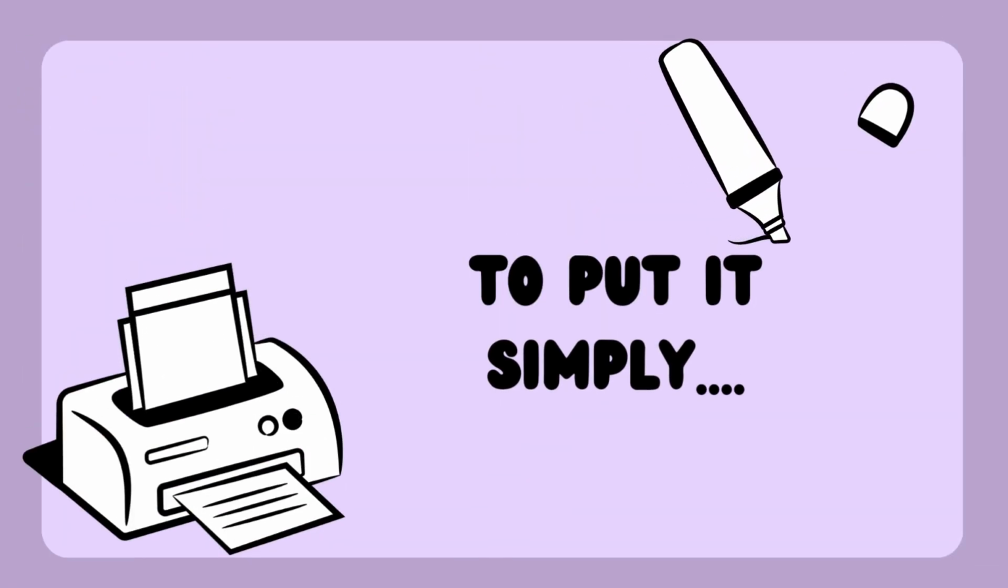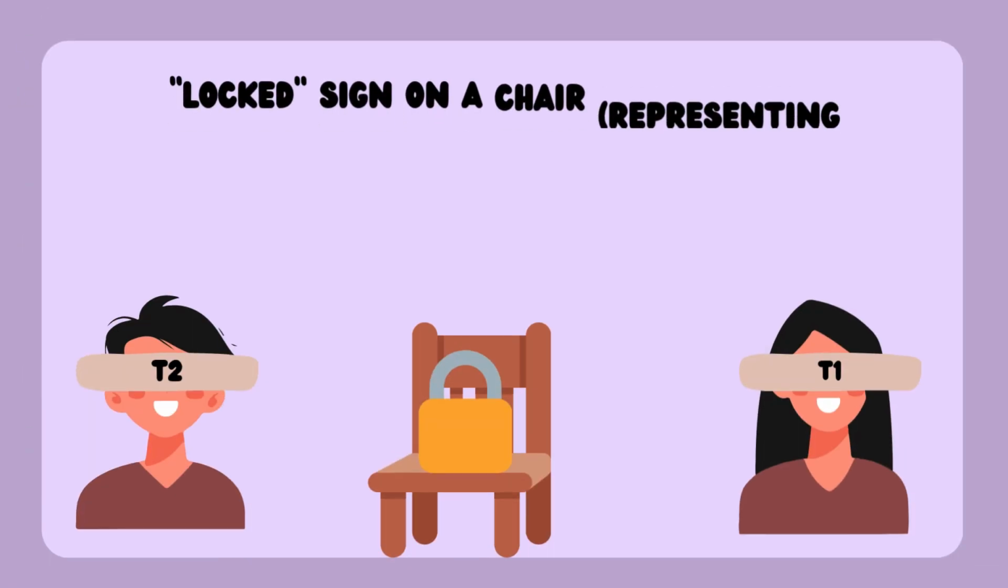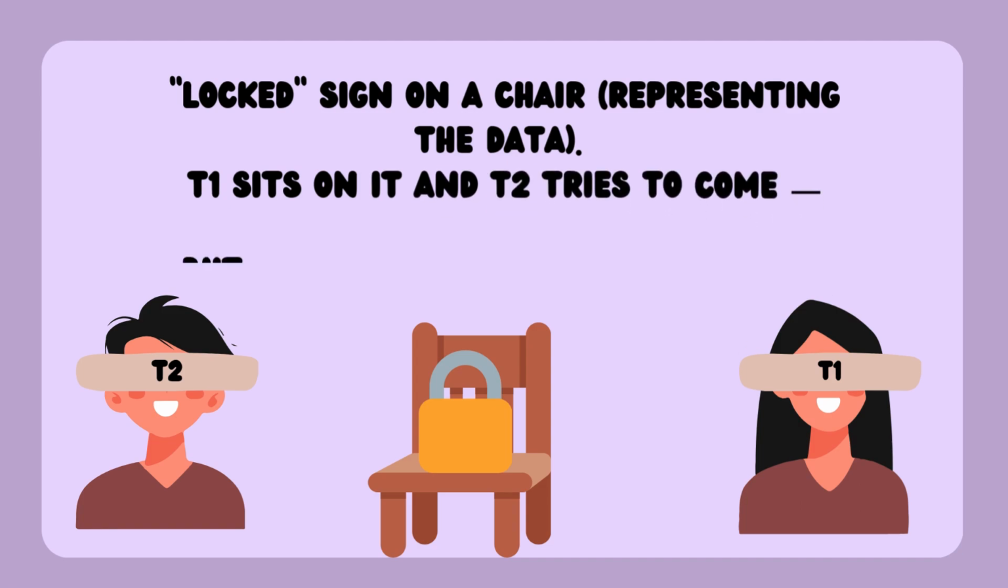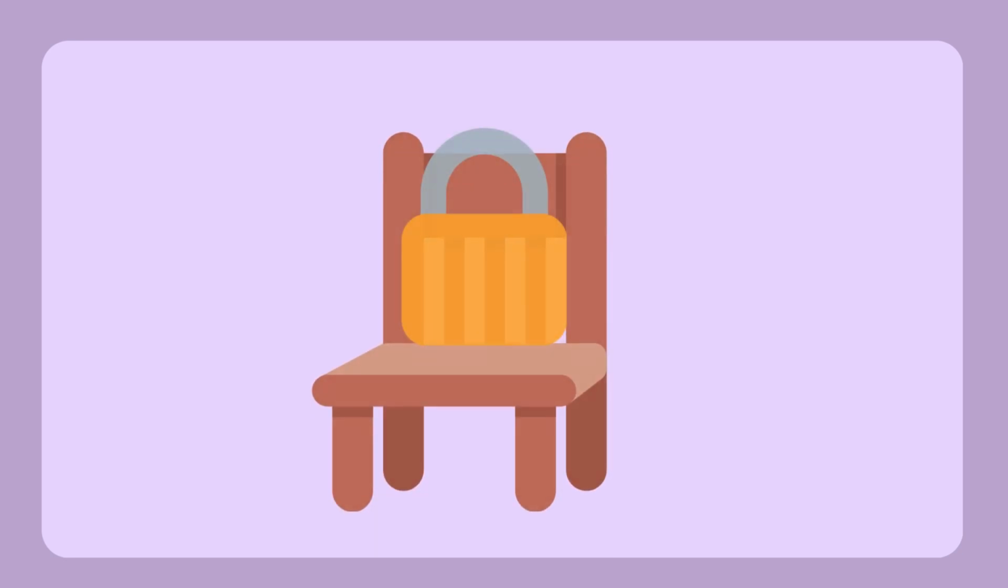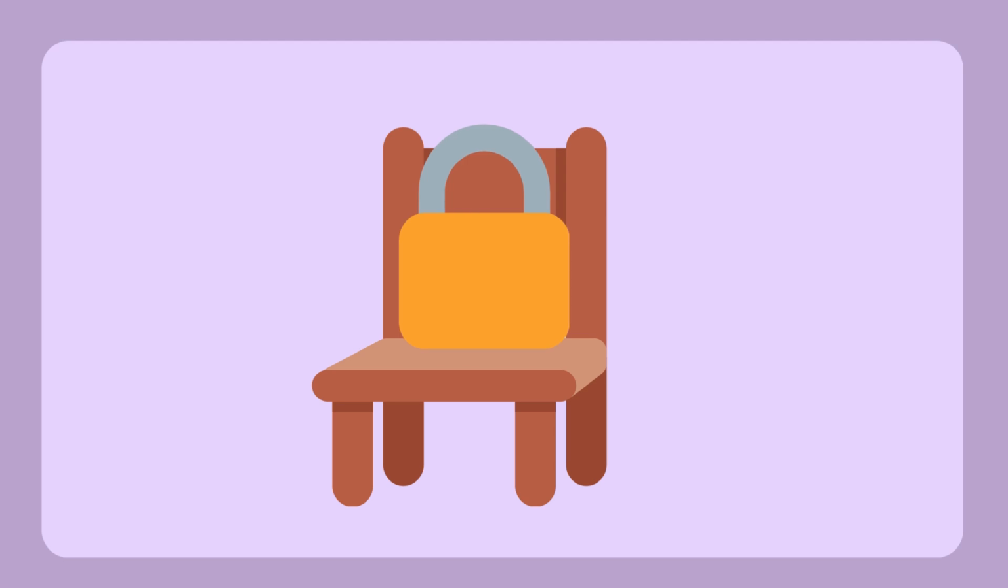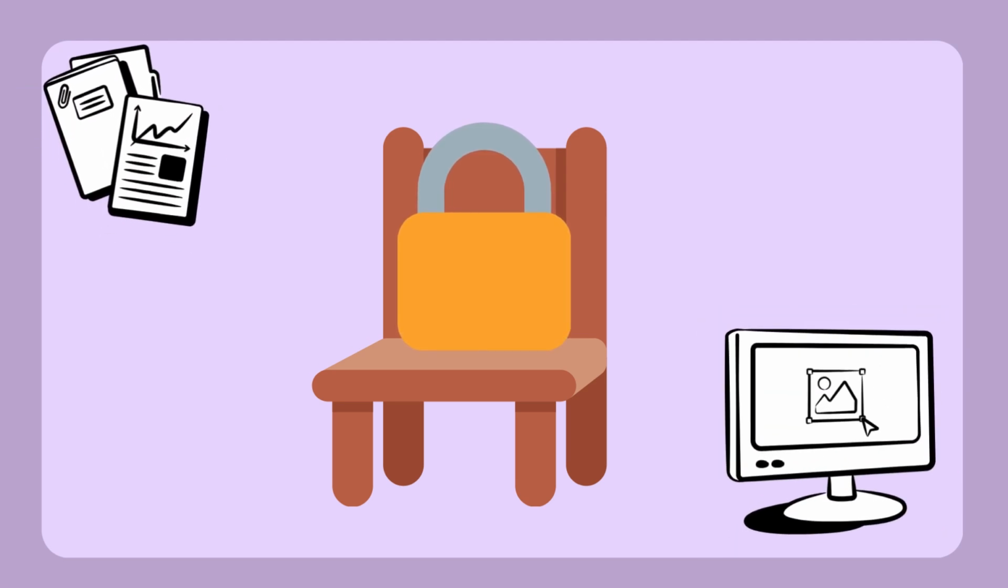To put it simply, picture a locked sign on a chair, representing the data. T1 sits on it and T2 tries to come, but a sign says, wait. Resource is in use. Locking prevents other transactions from interfering. It ensures only one update at a time.